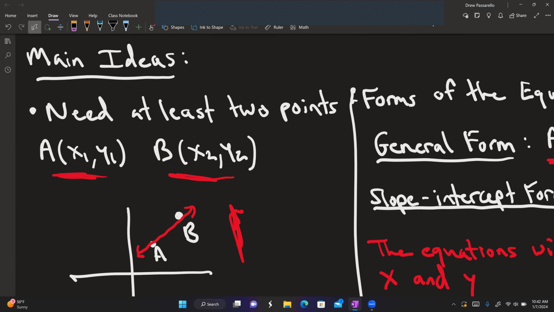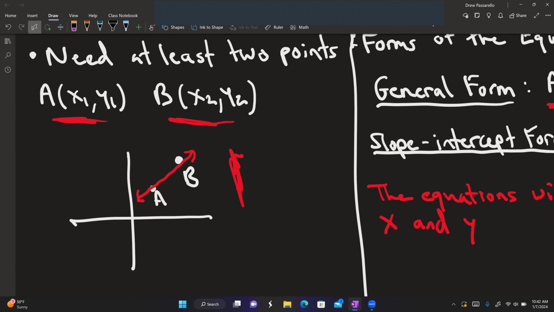All right, so the first main idea is you need at least 2 points to create a line. And this is just a random picture I drew of point A and point B. It's not the same setup as the thing I went over. So this is if A and B are just any 2 points. And I use x1, y1 to represent the x coordinate and y coordinate for point A, and then x2, y2 to represent the x and y coordinates for point B.